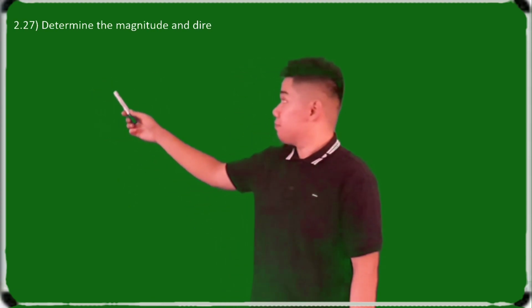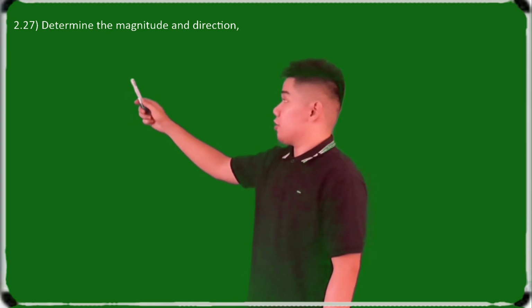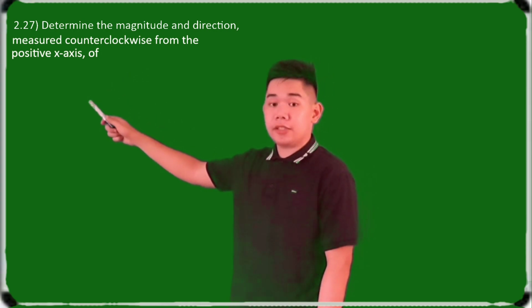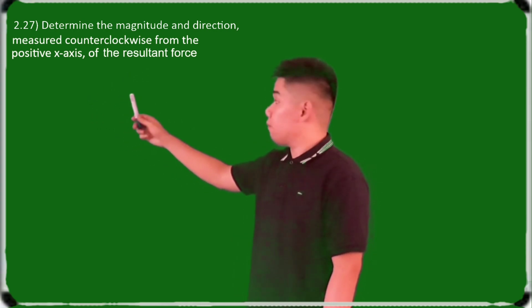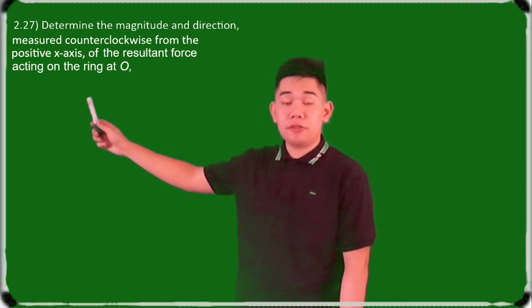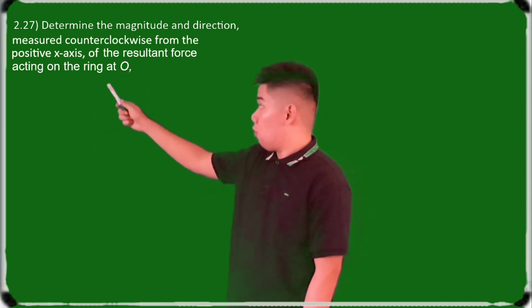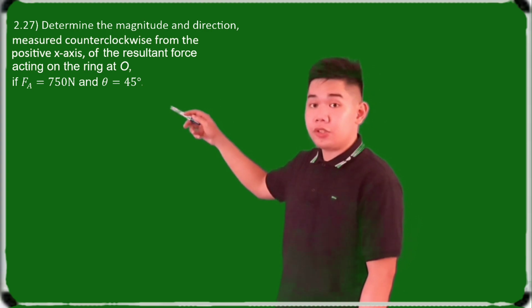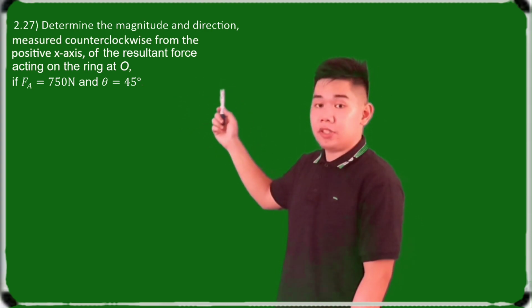Today I am going to show you how to solve resultant forces. We have a sample problem: determine the magnitude and the direction, measured counterclockwise from the positive x-axis, of the resultant force acting on the ring at O, if our force A is equal to 750 Newton and theta is 45 degrees. So we have our illustration.